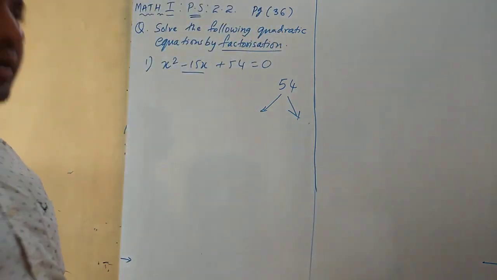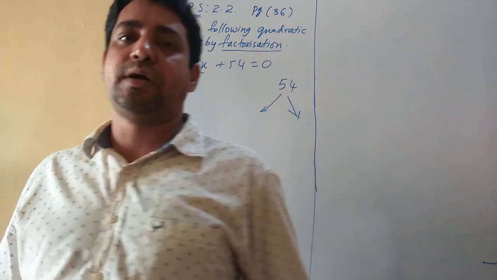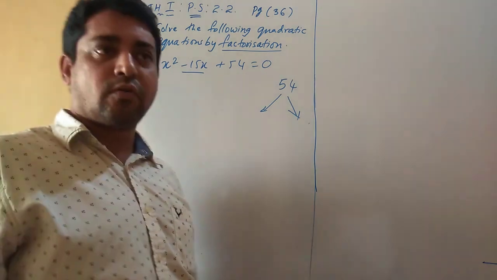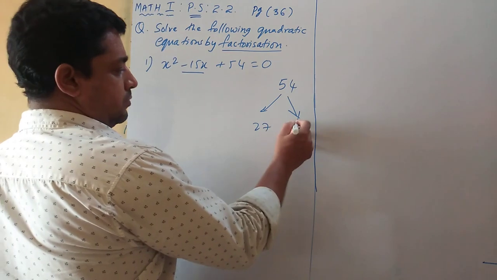So let's see, we'll get multiple pairs, out of which only one pair will be the correct pair. Only one. Let's check if you are good in tables now. Let's start with 27 twos.